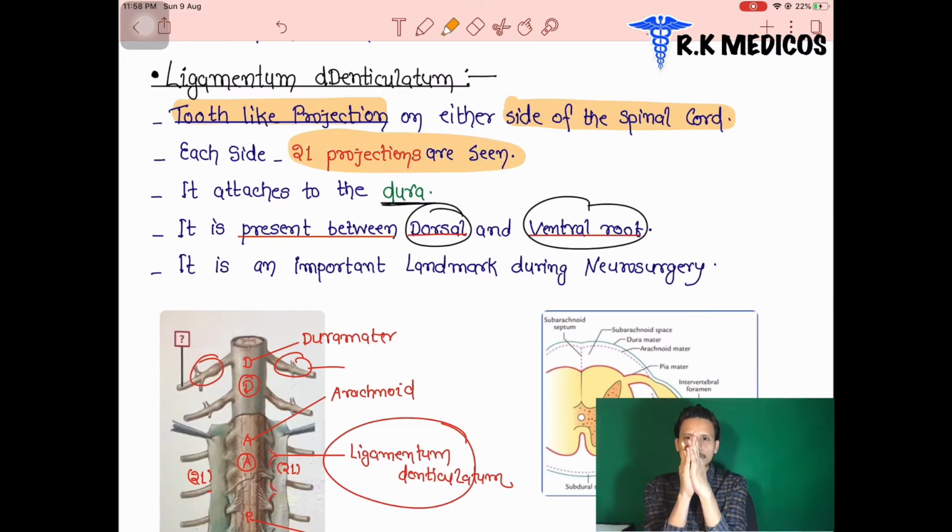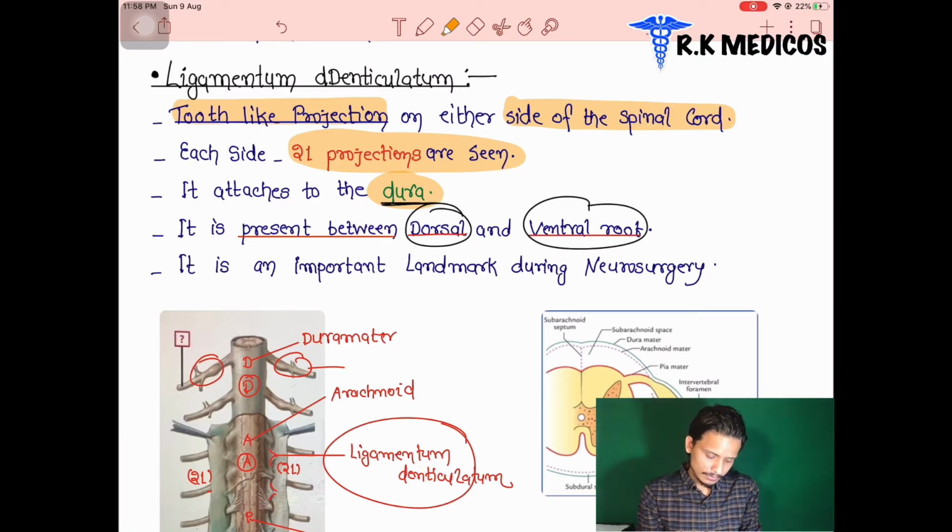Suppose this is the spinal cord: on this side there are 21 and on this side 21, so there are 42 in number. These 42 projections are directly attached to the dura mater, the outermost layer of the spinal cord. So they are attached to the dura mater, which means they are closely attached to it and form the outside part of the spinal cord.